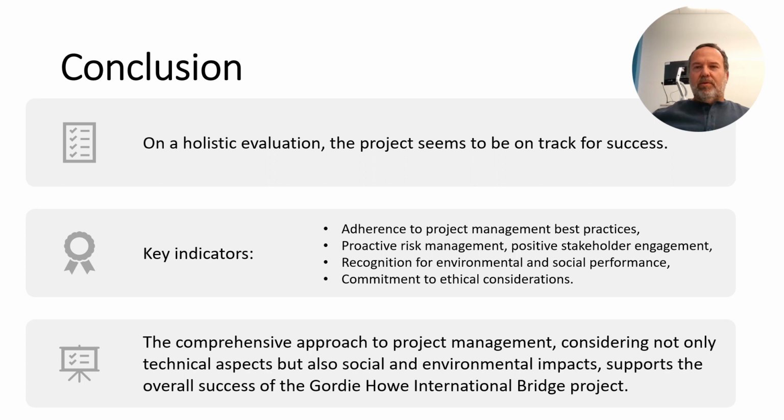In conclusion, in an overview of the project, everything seems to be on track for success. The key indicators are very good. Adherence to project management best practice is okay. The proactive risk management and positive stakeholder engagement are really good. The recognition for environmental and social performance is coming from the community and stakeholders, and the commitment to ethical considerations is done. So the comprehensive approach to project management, considering not only technical aspects but also social and environmental impacts, supports the overall success of the project.